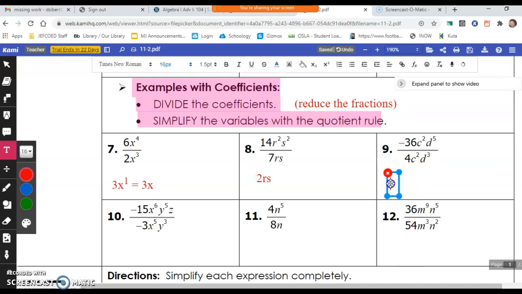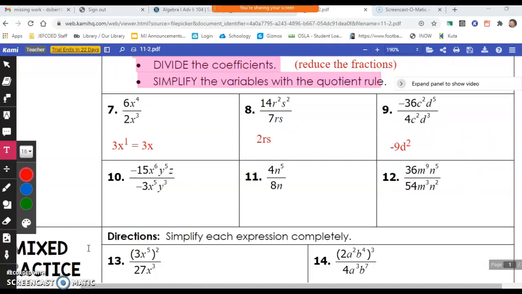Number 9. Negative 36c squared d to the 5th divided by 4c squared d to the 3rd. Negative 36 divided by 4 is going to leave me with what? Negative 9. c squared divided by c squared leaves me with nothing, correct? All right. And then d to the 5th divided by d to the 3rd leaves me with d to the 2, or d squared.